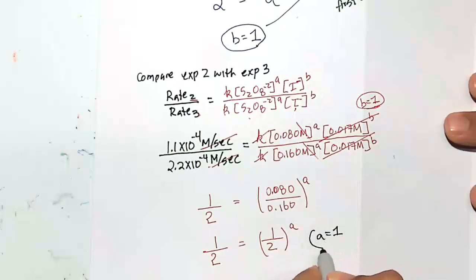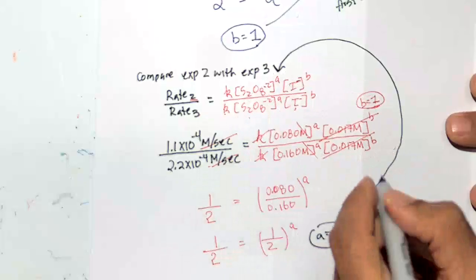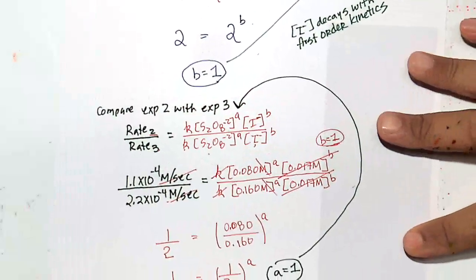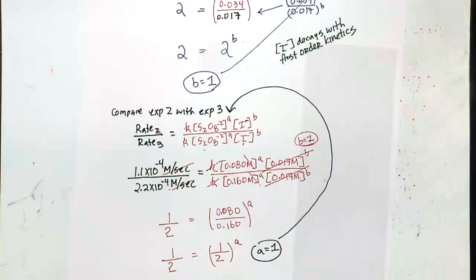So just like I minus, the S2O8 2- reactant decays with first order kinetics, just like the other reactant.